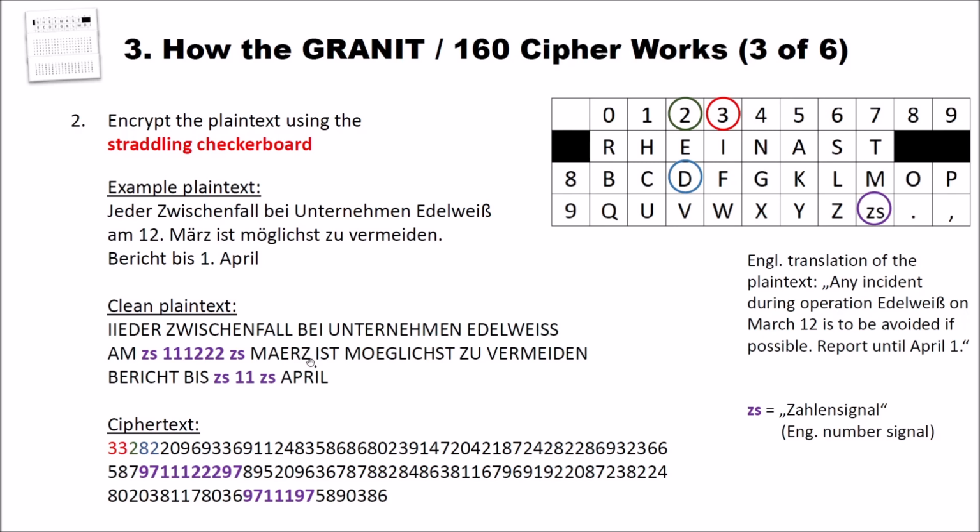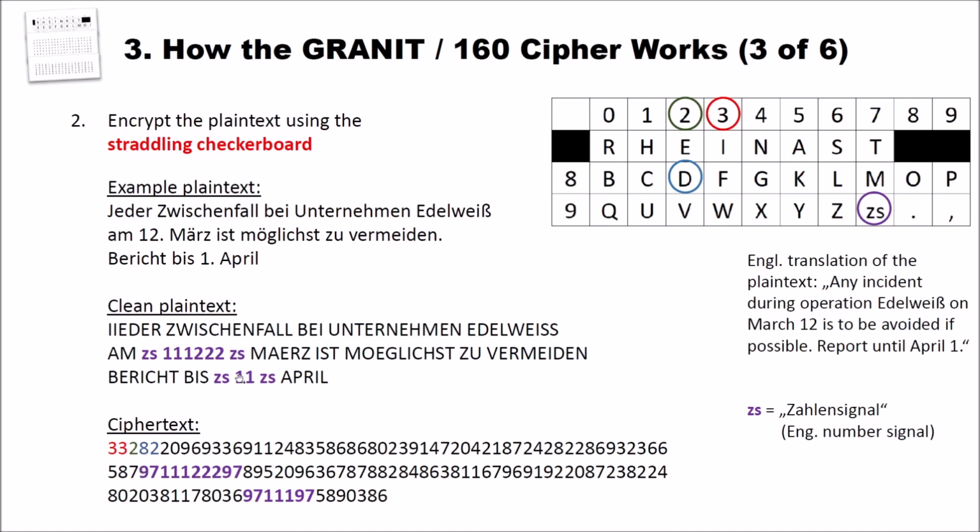Then we have to encrypt each letter. Let's start with the I here. The I is encrypted by a 3, so we write a 3. The second I here is also encrypted by the 3, so we write a 3 again. Then we have the E. The E is the 2 here, as you can see here, so we write a 2 here. Then we have to encrypt the D. The D is 82, so we have to write the D here. And we continue and go on and on and on.